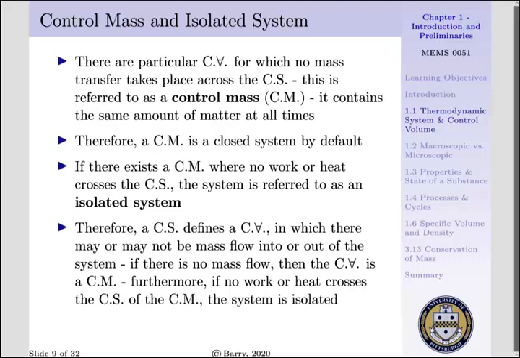Therefore, a control surface defines a control volume, in which there may or may not be mass flow into or out of our system. If there is no mass flow into or out of our system, then our control volume is a control mass. Additionally, if no work or heat crosses our control surface, our system is isolated.